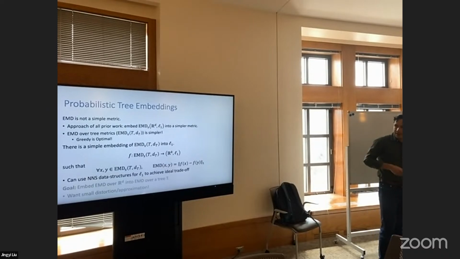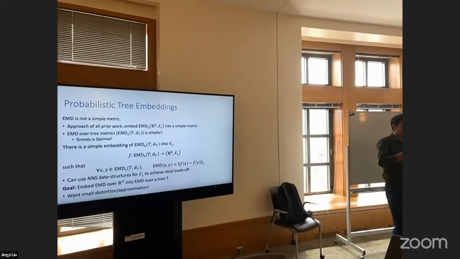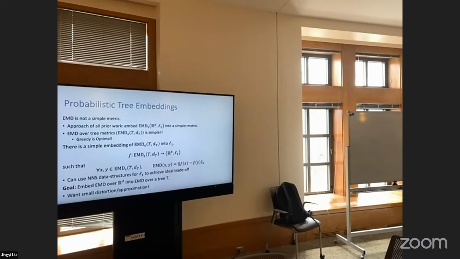So the task is going to be, how do we get into a tree? How do we embed Earth mover distance over high dimensional Euclidean space into Earth mover distance over a tree? And we want small distortion, because that's going to be the main cause of distortion.